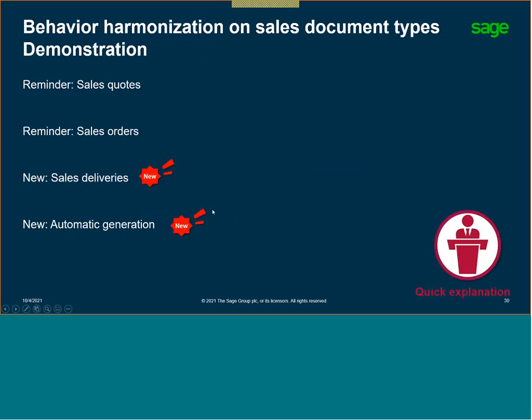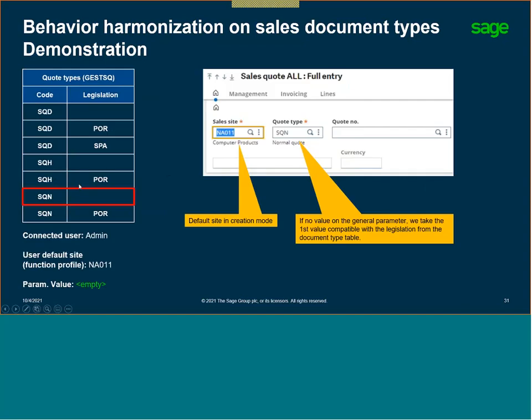Let's do an example with the sales codes. I will show you an example with sales codes, sales order, sales deliveries, and also automatic generation. For the sales codes and sales order, it's just a reminder. It's not new, but it may be interesting to remind you of the way it works. And then I will show you what has been improved in this current release. So here you have an example.